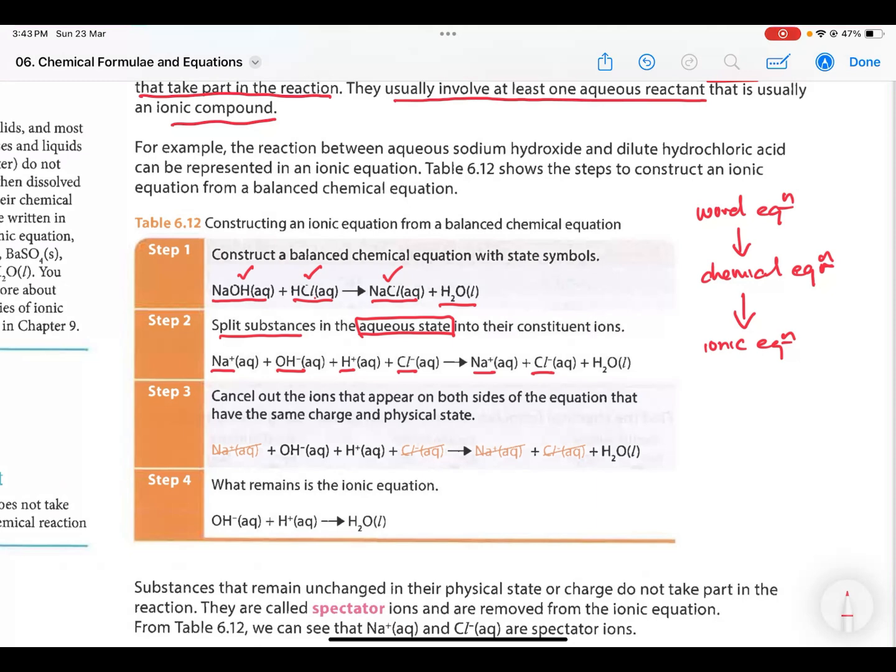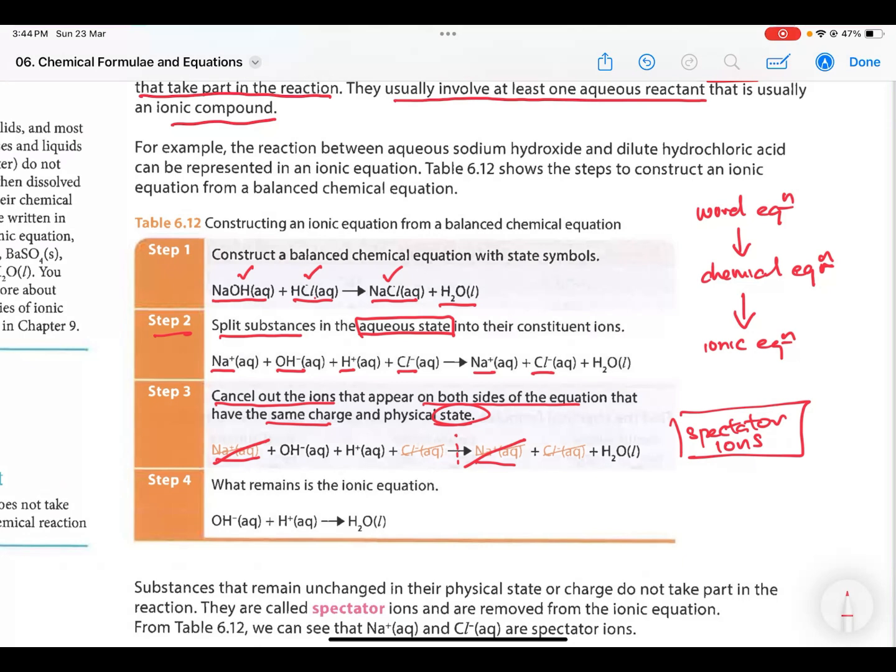Now I have my chemical equation split. I split the different substances into their ions. Once I split them up in step 2, the next step, I'll cancel all the ions that appear on both sides of the equation, with the same charge and state. If I look at it here, Na plus aq on the left hand side, Na plus aq on the right hand side. So reactant and product side, I have both Na plus aq. So I will strike them out. What I strike out is known as my spectator ions. They don't take part in the equation. They are just spectators.